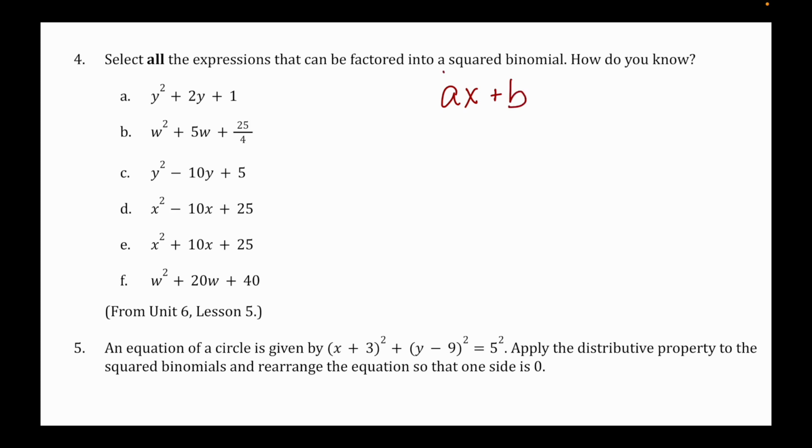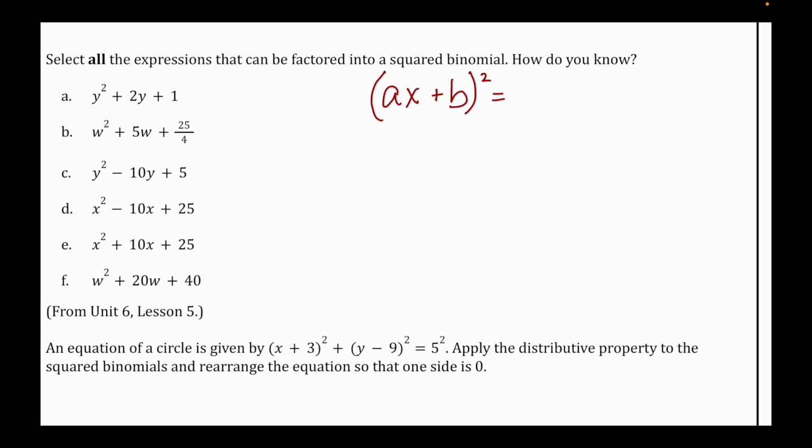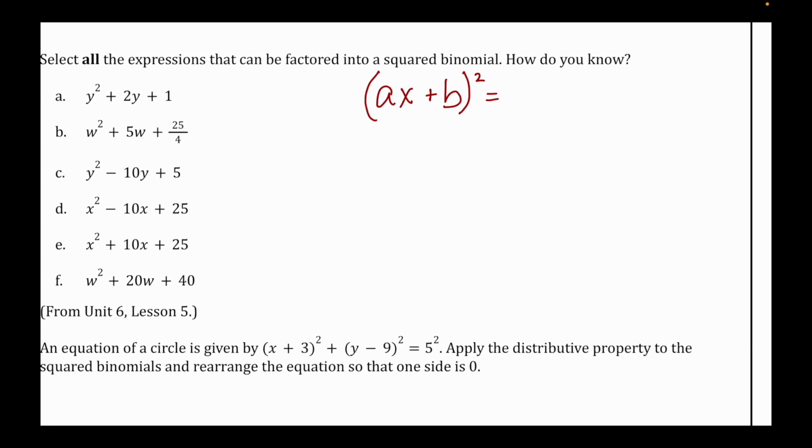plus b, and I take this and I square it, it's going to provide me a couple things here. Now, I actually don't have any expressions here that have a coefficient other than 1. So instead of ax plus b, I'm just going to use x plus b. When we square this, we would have x squared, and then it would end with b squared. And the middle term is going to be 2bx.